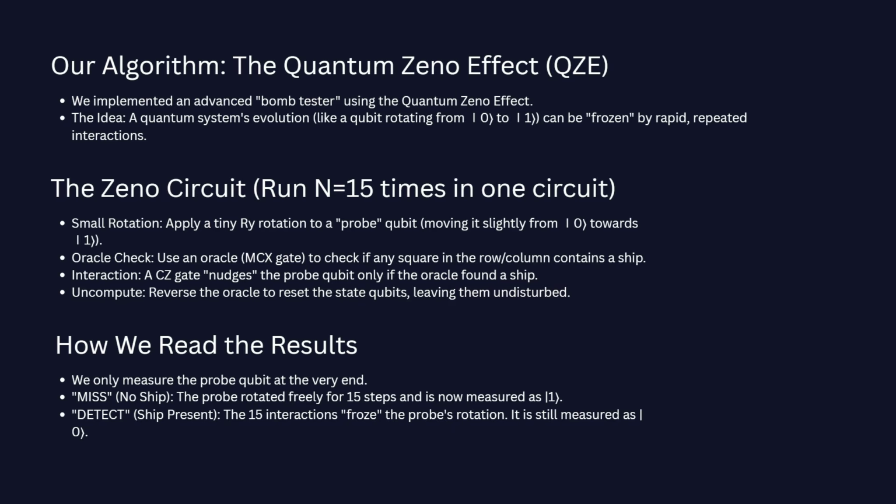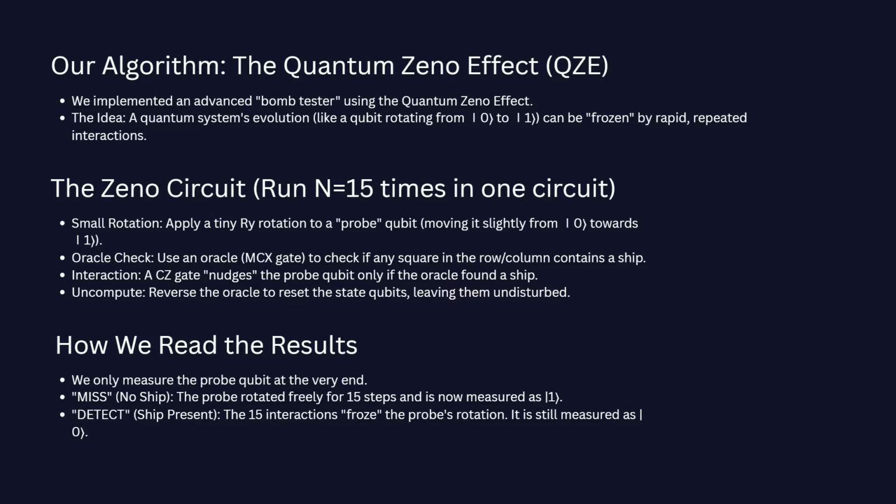To achieve this, we have implemented an advanced bomb tester using the quantum Zeno effect. Here is the core idea. We have a probe qubit that we try to rotate from state 0 to state 1. If there is no ship, it rotates freely. But if a ship is present, our circuit creates a tiny interaction that nudges the qubit back towards 0 every time it tries to rotate. We run this rotate and nudge process 15 times. This gives us a very clear signal.